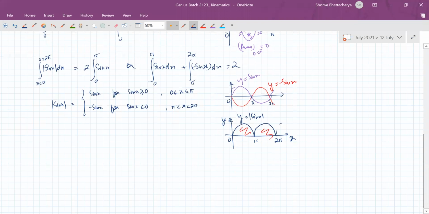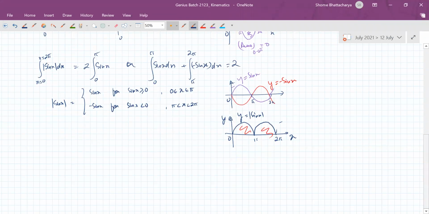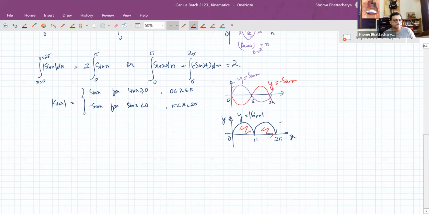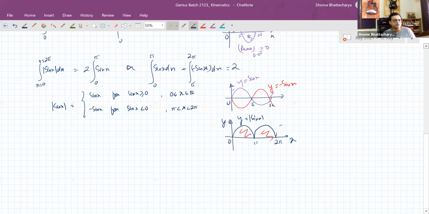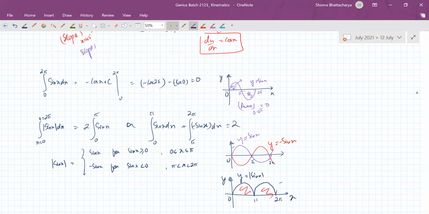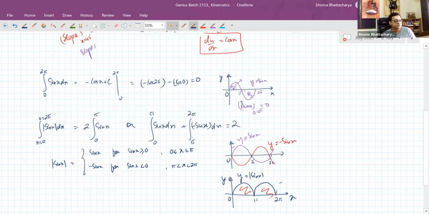So this is also equal to the area of the sine graph, without the mod? No, it's not the area of the sine graph without the mod. Without the mod, the area of the sine graph from 0 to 2 pi is 0, no? Yes, area comes with algebraic sign.